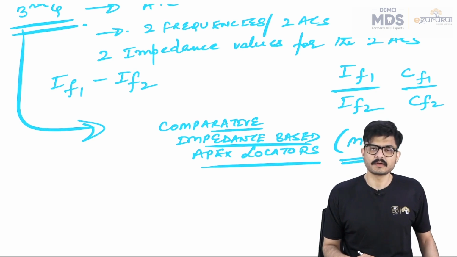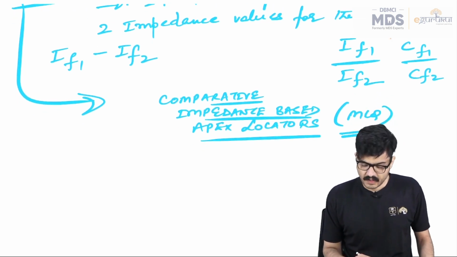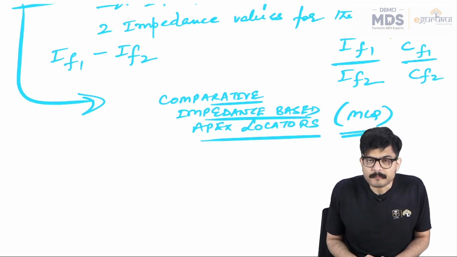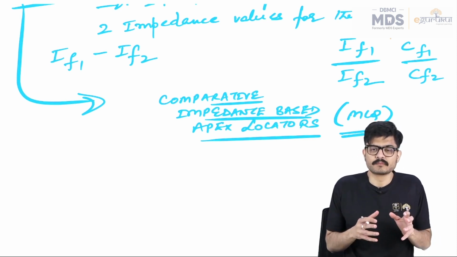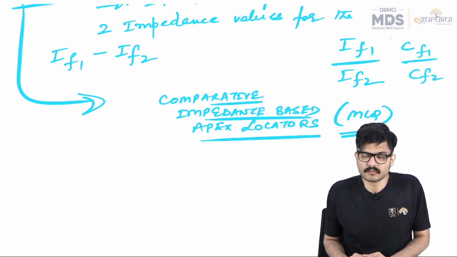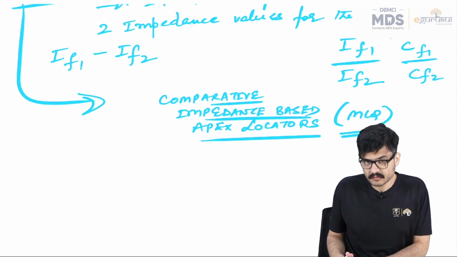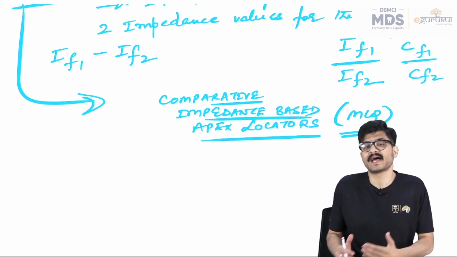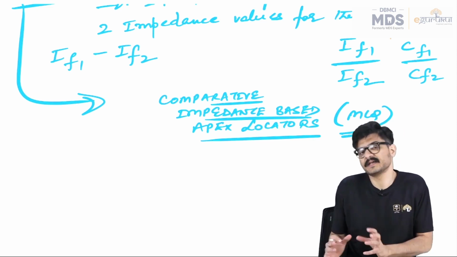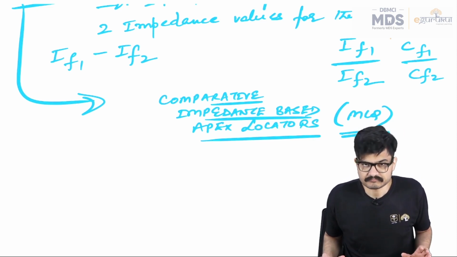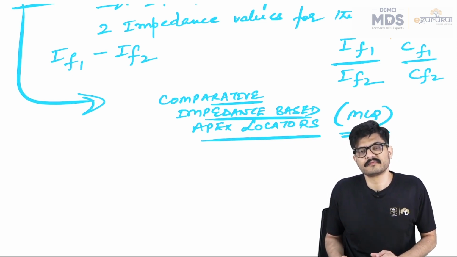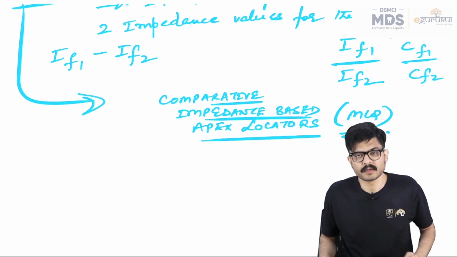Then the other important point here is that, friends, when you reach the apical constriction, the current which is at a lower frequency will have a higher impedance. The current which is at a higher frequency will have a lower impedance. And this difference will be the maximum at the apical constriction, right? And this is the basis for the setting of this apex locator.